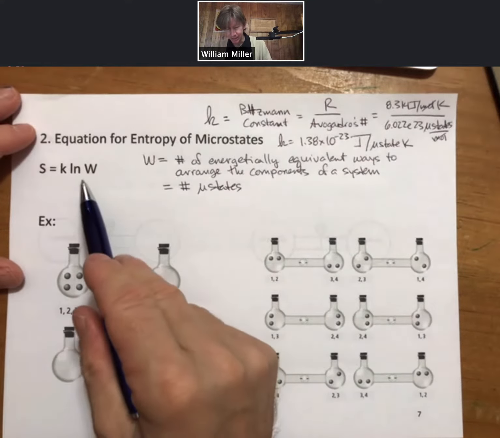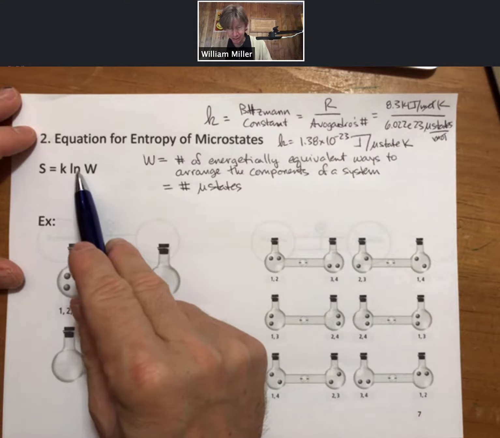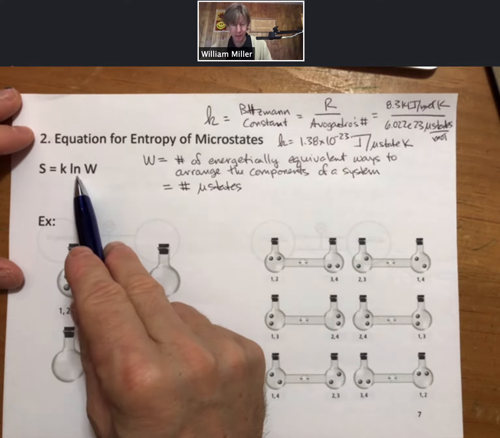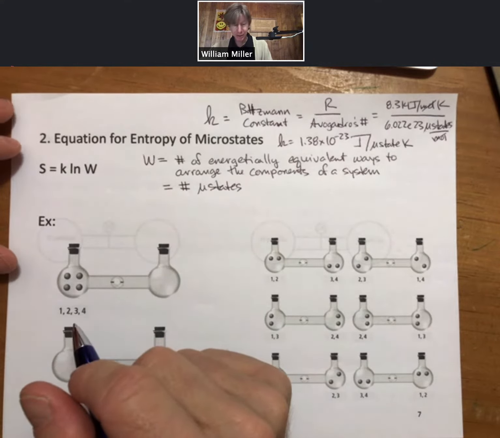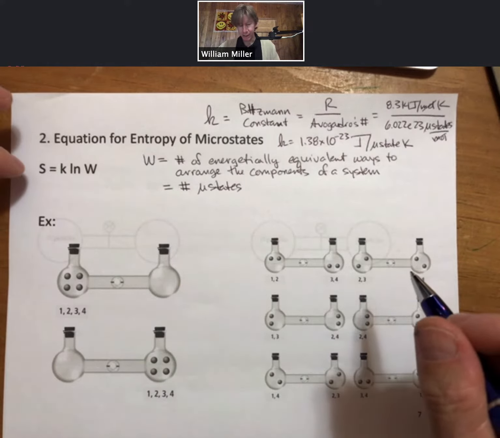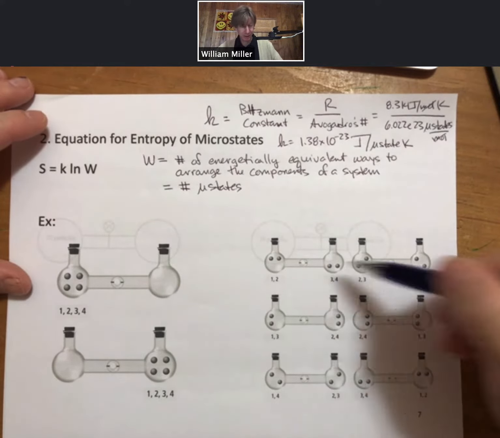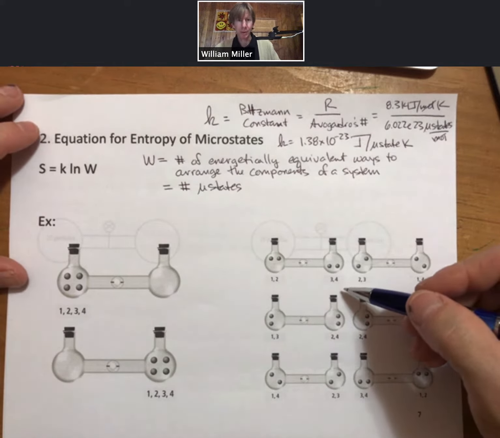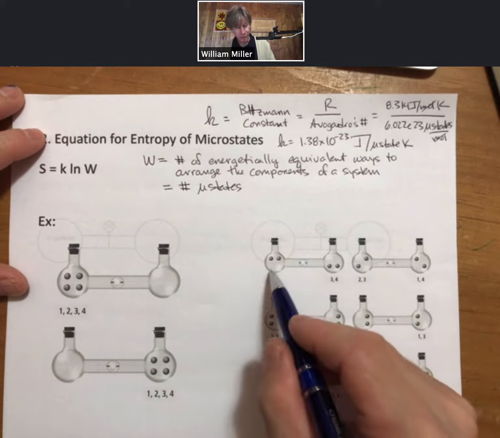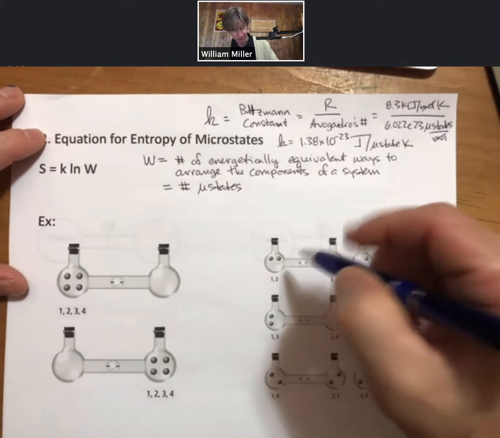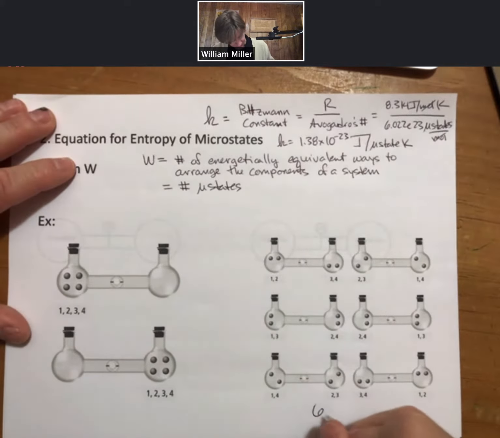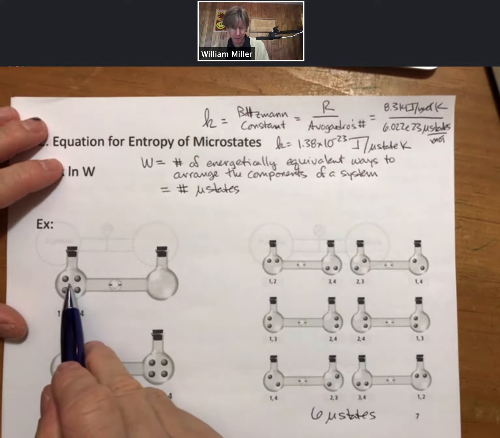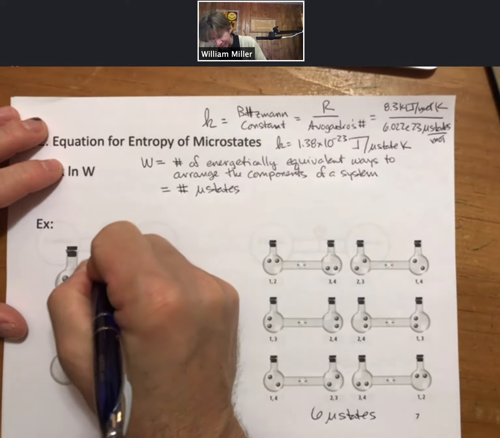Now we're going to look at the natural log function, ln. The first thing is we've already talked about how this state is more probable, because with 2 and 2 there are 6 possible microstates. We're going to compare it just to the state of having all 4 in one of them, so there's 1 microstate.